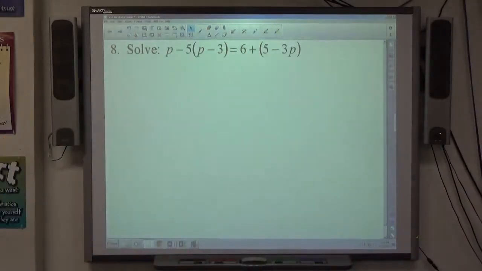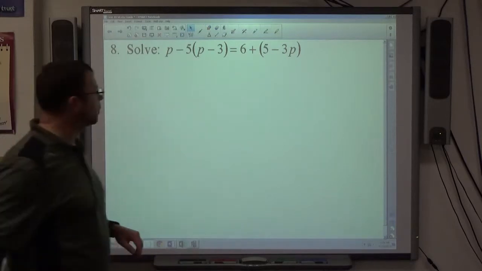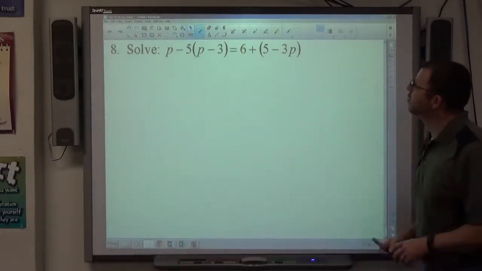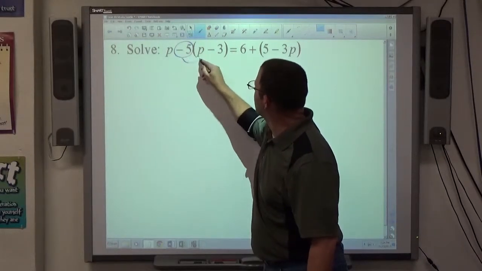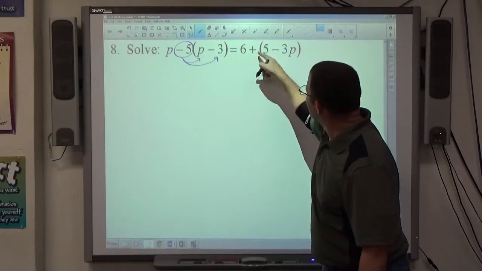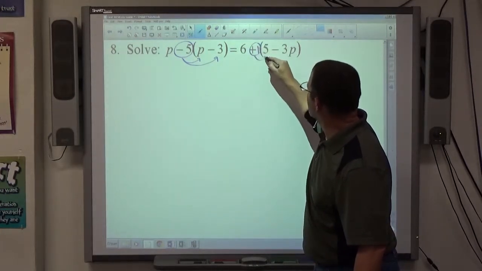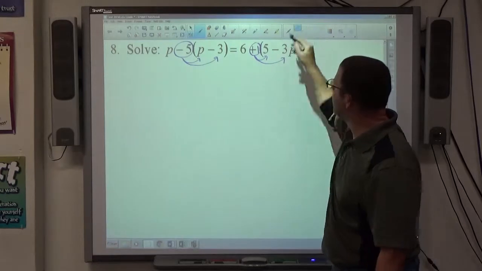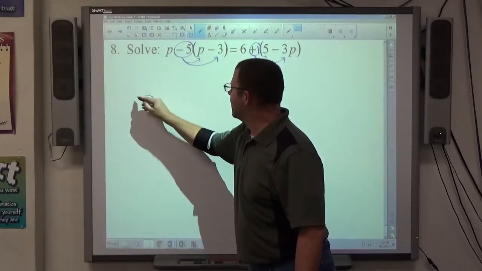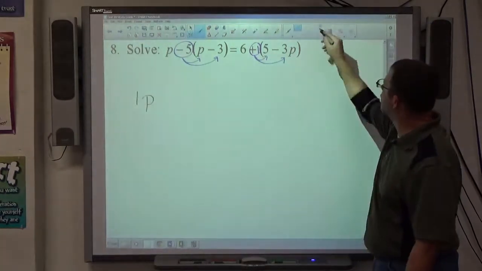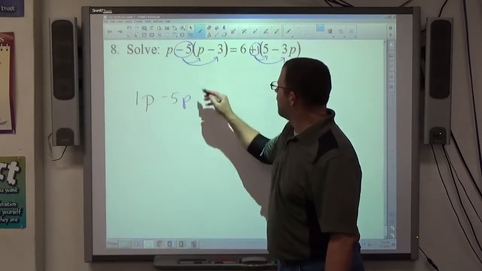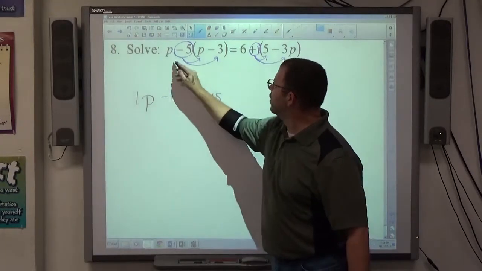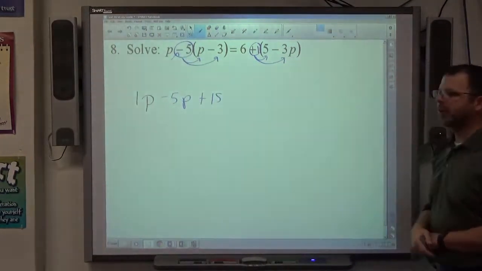Number 8. We're supposed to solve p minus 5 times the quantity p minus 3, equals 6 plus the quantity 5 minus 3p. So first thing I notice is we have distributive property going on here, so I'm going to multiply through that parentheses. This is plus 1 officially being multiplied by the parentheses also. So if I do that, this p is not being affected. It is 1p. You might want to put a 1 there just to remind yourself there is 1. Negative 5 times p is negative 5p. Negative 5 and negative 3 is plus 15. Be careful when you distribute, the sign is being multiplied along with the number going through there.